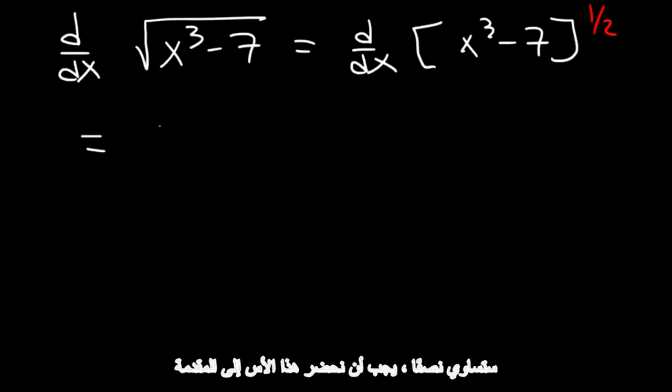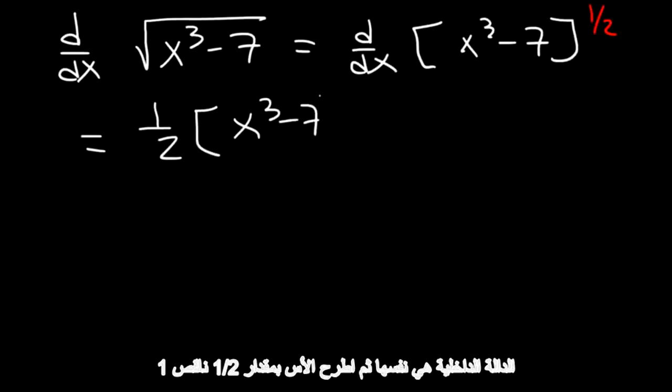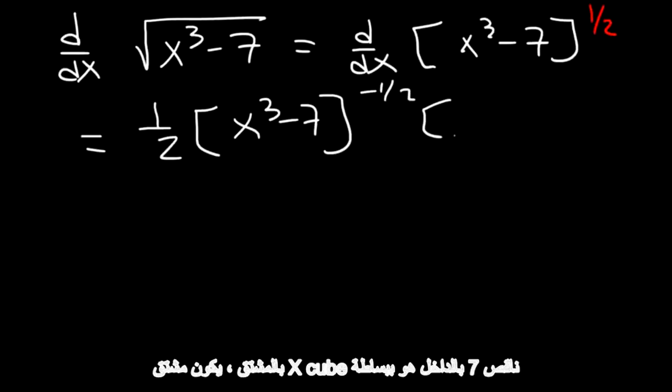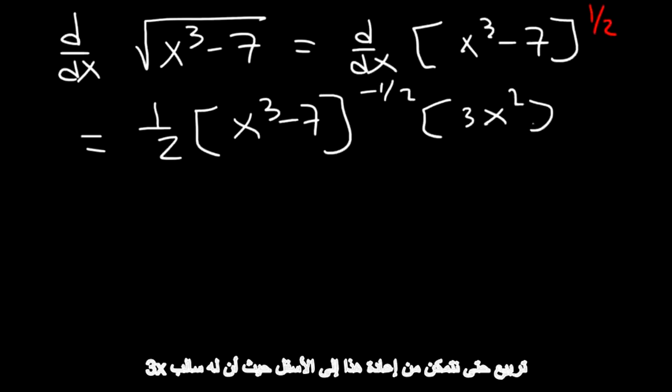And so that's going to be equal to 1/2. We got to bring the exponent to the front, keep the inside function the same, and then subtract the exponent by 1. 1/2 minus 1, which is 1/2 minus 2 over 2, that's a negative 1/2. And then we got to multiply by the derivative of the inside. The derivative of x cubed minus 7 is simply 3x squared.